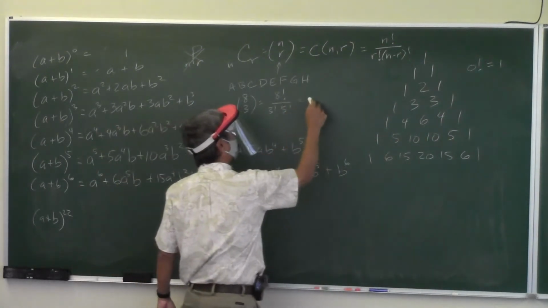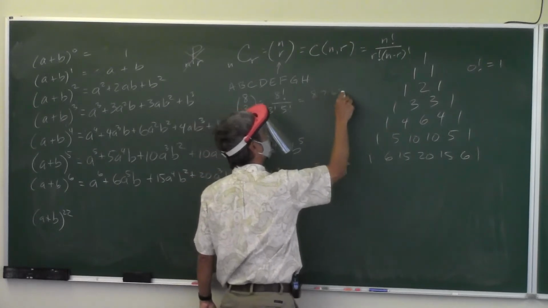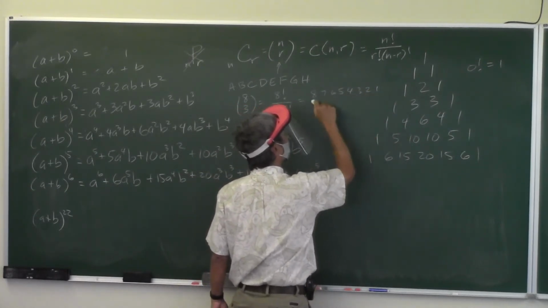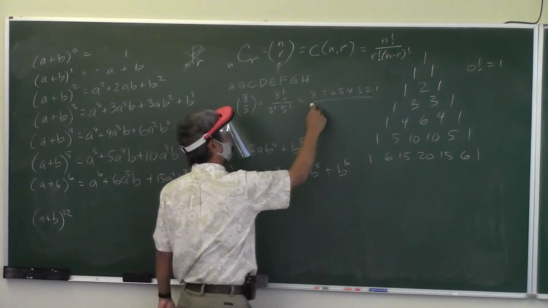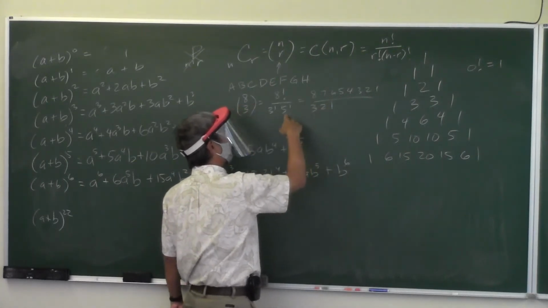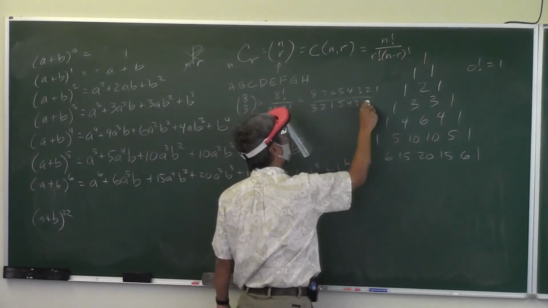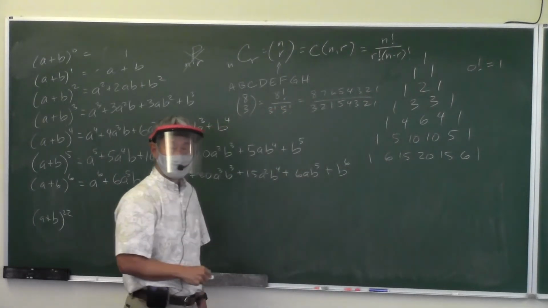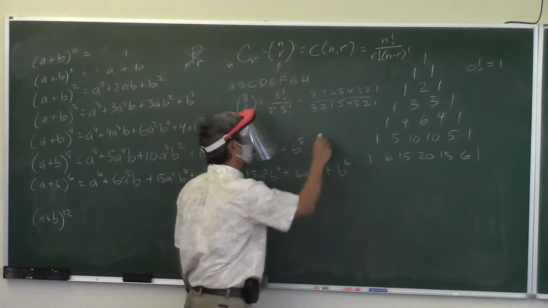Okay, so what is 8 factorial? 8 times 7 times 6 times 5 times 4 times 3 times 2 times 1. What is 3 factorial? 3 times 2 times 1. What is 5 factorial? 5 times 4 times 3 times 2 times 1. Hey, Mr. Park, I can cancel.